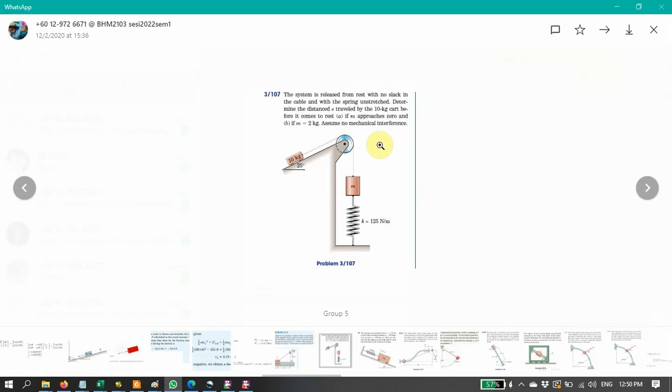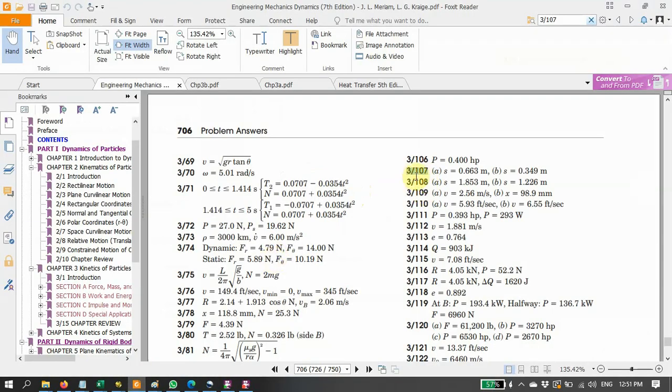But somehow this question is a bit confusing. So I think the system here is referring to the mechanical system. And our engineering problem is to determine the distance traveled by the 10 kilogram cart before it comes to rest, right? If the mass is approaching 0, we can declare the mass m, and there is a fixed mass value of about 2 kilogram, right? Let us see some of the solution here in the book.